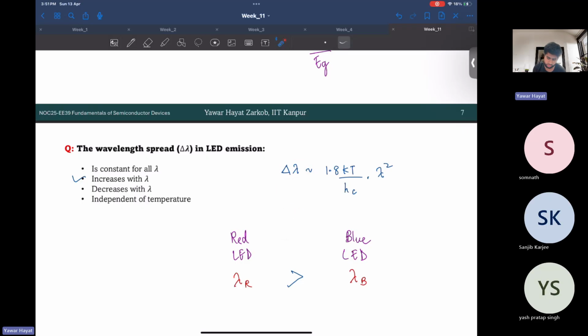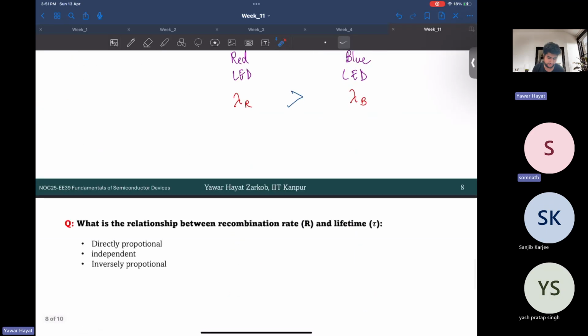You can have a different question in which three LEDs are given, and then you are asked to write the order of these delta lambdas. You can accordingly write it. The thing is, you need to focus on wavelength. That was the essence of this question.